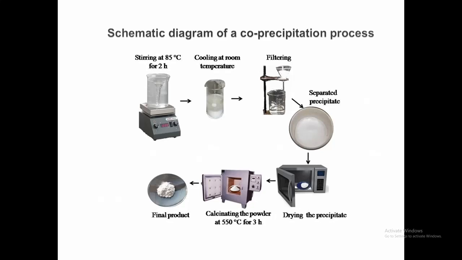This is the schematic diagram of co-precipitation process. Using magnetic stirrer, a stirring process can be done. After stirring, the mixture is allowed to cool at room temperature. By filtration, the precipitate is separated out. The separated particles are allowed to dry with the help of oven. The dried products are allowed for calcination process at desired temperature. After calcination, you can get a final product.